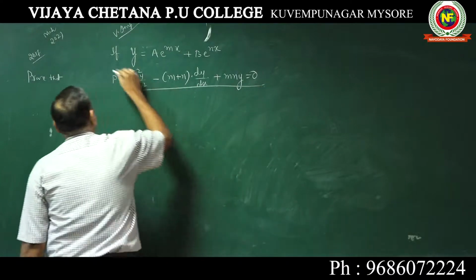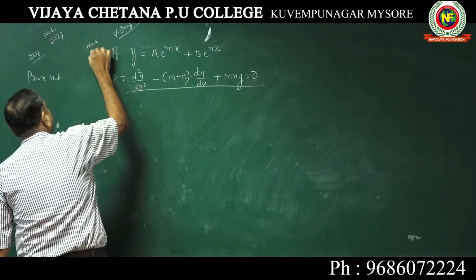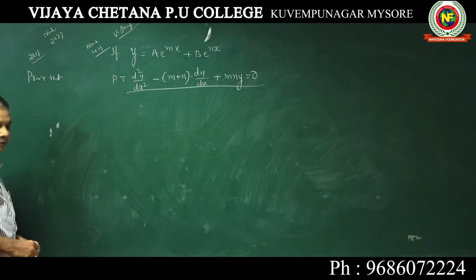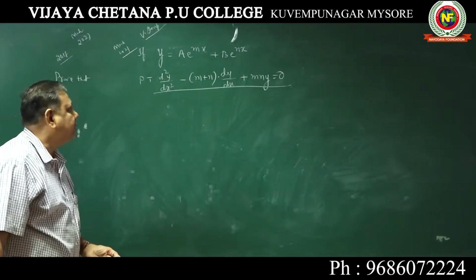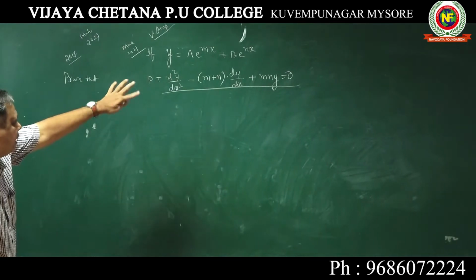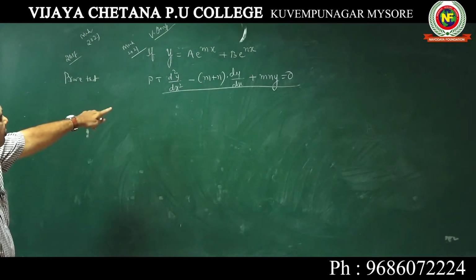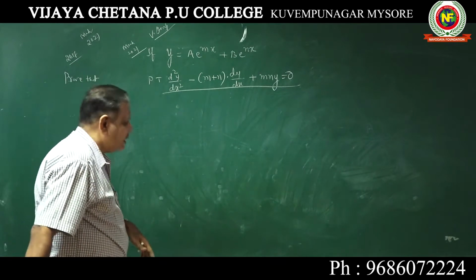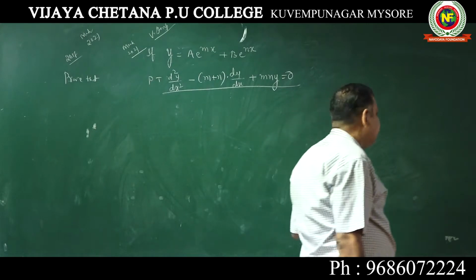Very, very important. You may get it in March 2021. So, if y is equal to a e to the power of mx plus b e to the power of nx, show that d square y over dx square minus (m plus n) into dy by dx plus mn y is equal to 0.